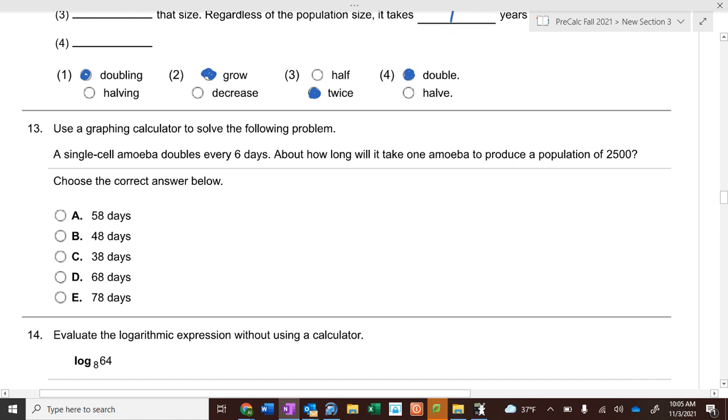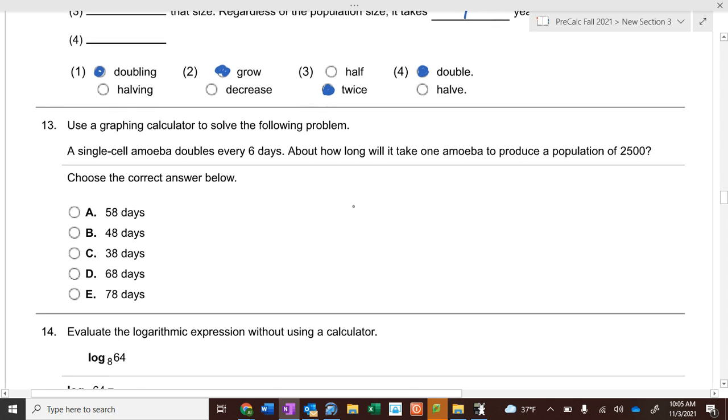A single cell amoeba doubles every 6 days. How long does it take to produce 2,500? Okay? So, how long does it take 1 to get to 2,500? So y equals, we start out with 1, and it's going to double every 6 days. So it's going to be the time divided by 6. So in 6 days, we'll have 2, and so on. Okay? So then, how long will it take to get to 2,500?